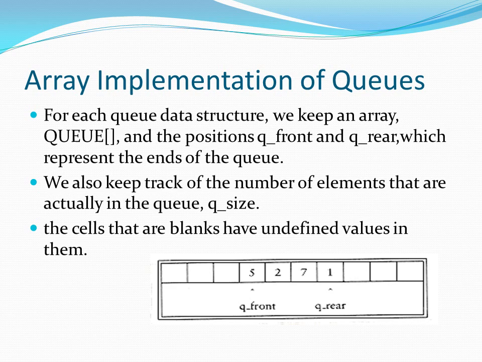Next, array implementation of queues. To implement a queue using an array, we are maintaining these things: the array queue, position queue front to indicate the front position of the queue, and queue rear to indicate the back position of the queue. Next, we are using queue size to store the number of elements present in the queue. The cells have blank or undefined values.